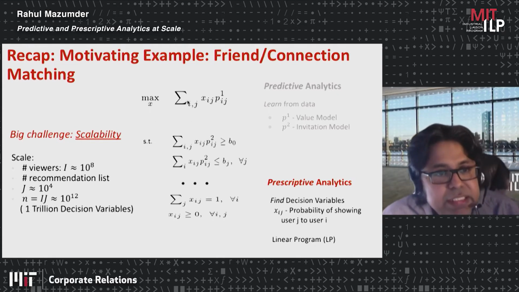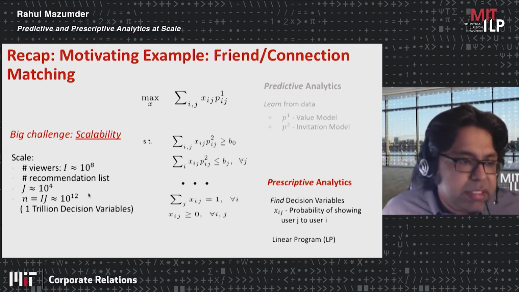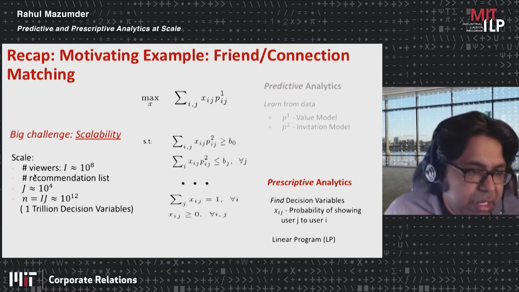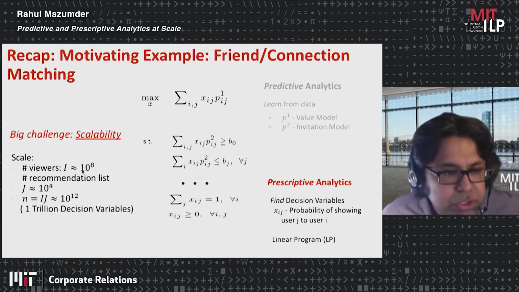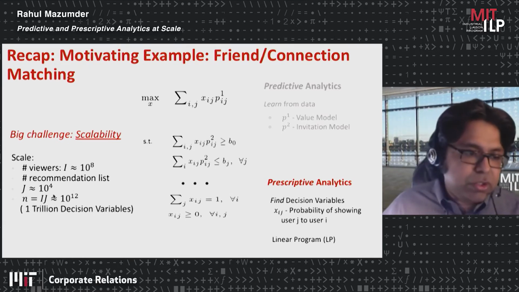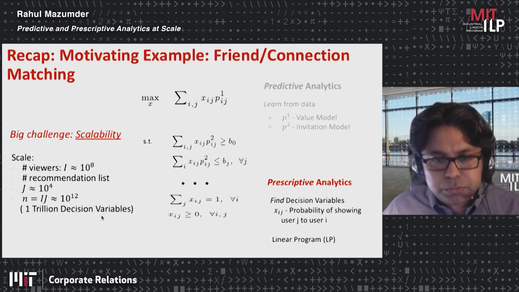All right. So the key challenge that we addressed in this problem with researchers at LinkedIn AI is, how do we solve these problems at extreme scale? And by extreme scale, I mean the number of users is of the order of hundreds of millions, and the number of potential recommendation list items is of the order of tens of thousands, and we are dealing with potentially 1 trillion decision variables.